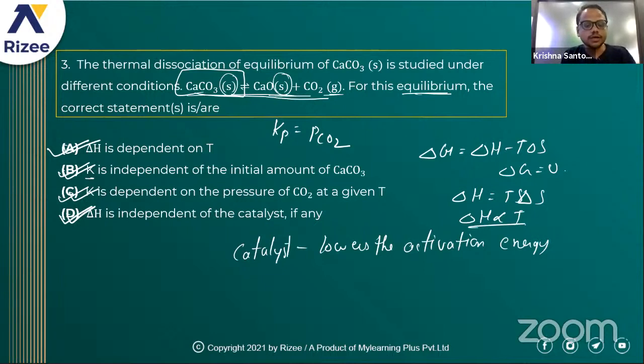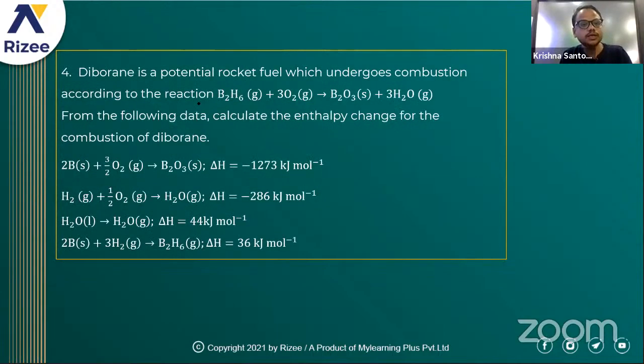Okay, next one. Diboron is a potential rocket fuel which undergoes combustion according to the reactions. So this is the reaction given. From the following data, calculate the enthalpy change for the combustion of diboron. This is the combustion of diboron. Clear? Now, the 4 equations he has given. In these 4 equations, we have to find the required equation.